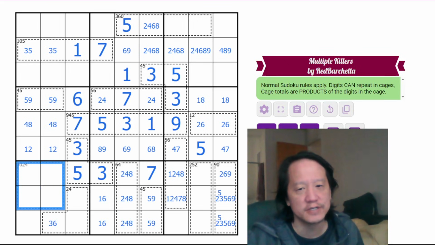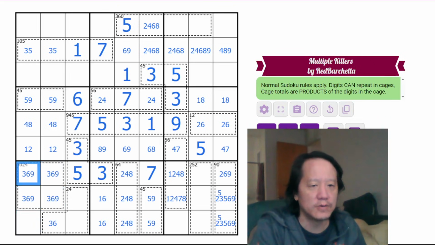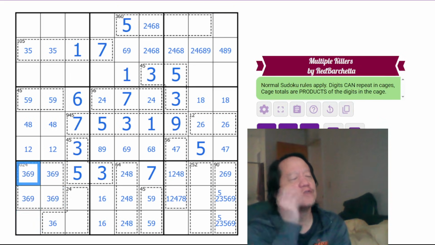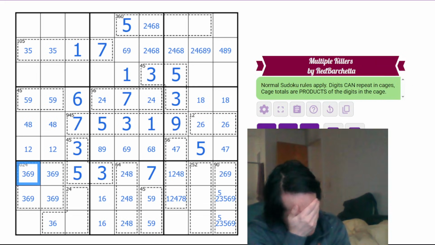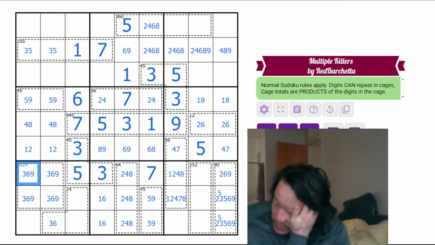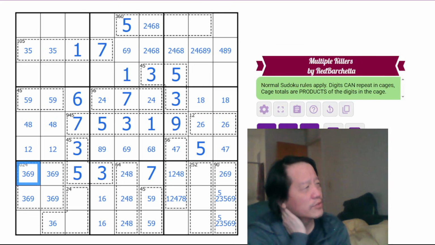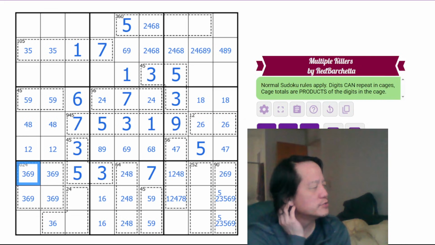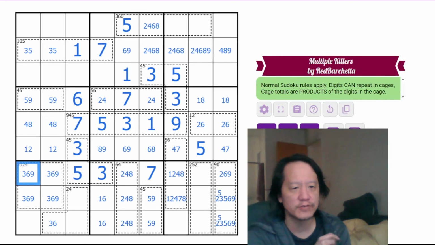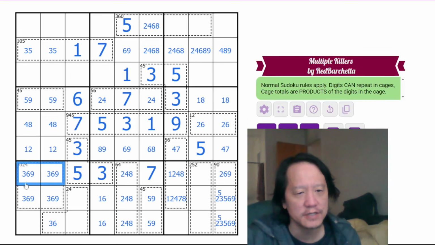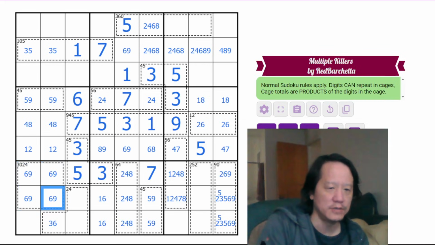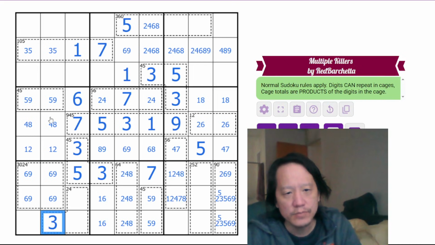336, we have to have 6 and 9. 3, 6, or 9 here. So let's divide 336 by 3. 336 divided by 3 is going to be 112, which you can't get by multiplying 2 digits because the most you can get is 8 times 9, so that would be 72. So this must be 6 and 9 here. And this must be a 3 here, which eliminates 3 here.